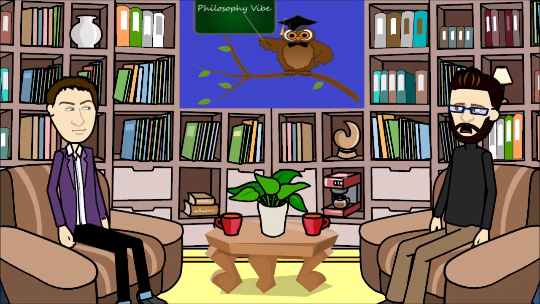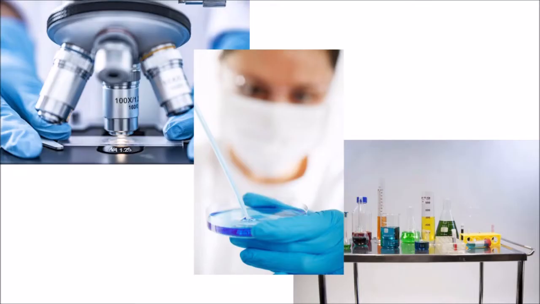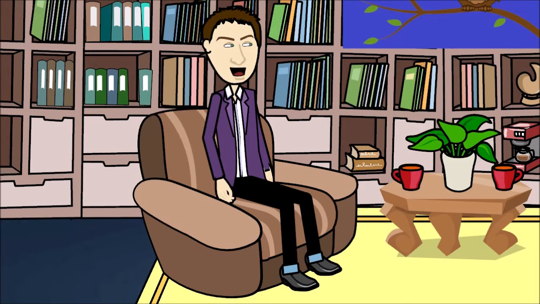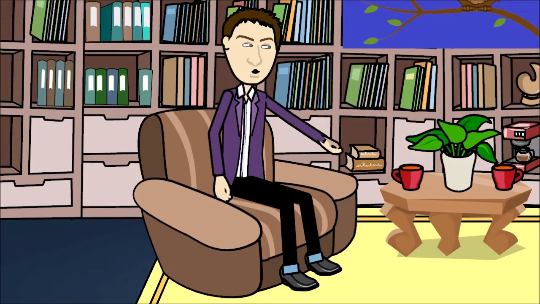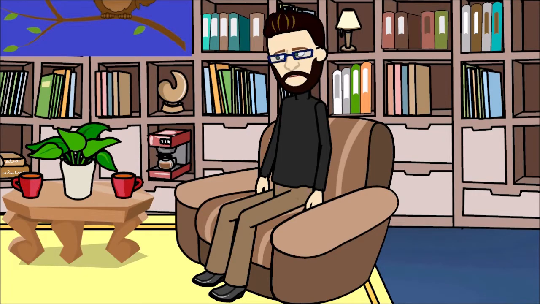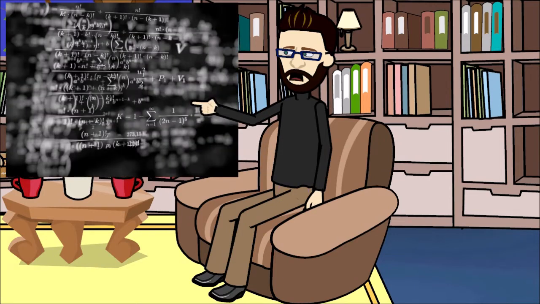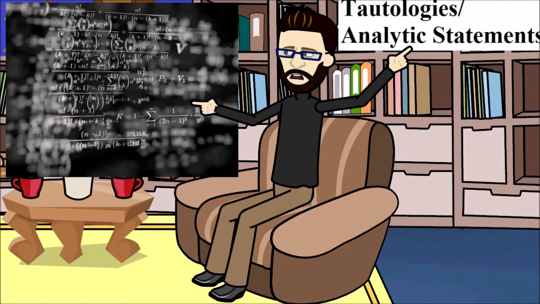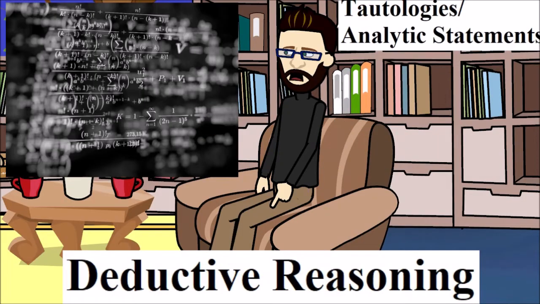Precisely. A posteriori truths are the understanding of our empirical world, and they're related to science, empirical investigation, and discovery. Yes, I understand. This makes sense, and it is how we gain most of our knowledge. So then, what exactly would be a priori truths? Okay, let's look at it. Typically, a priori truths are those such as mathematics, tautologies or analytic statements, and deductive reasoning.